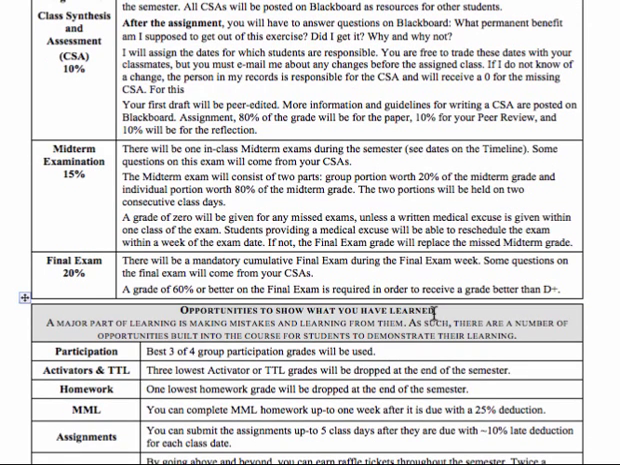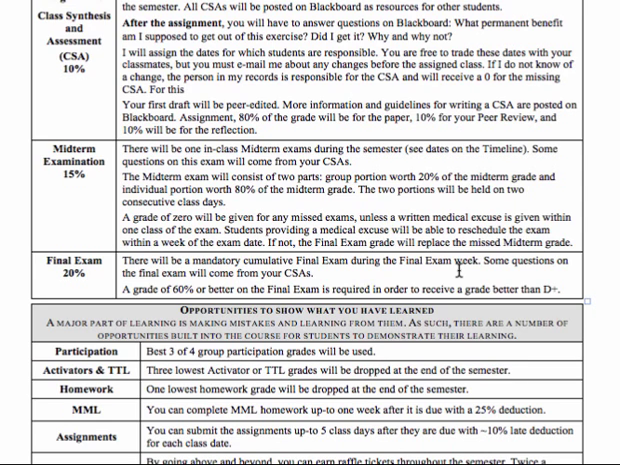Finally, there are midterm and final exam. The midterm examination will have 2 components, 2 parts. One is the group portion, which will be counted as 20% of your midterm grade, and one will be the individual portion, which will be counted as 80% of your midterm grade.